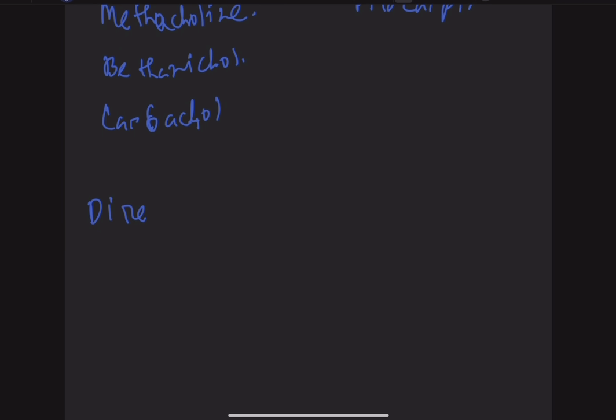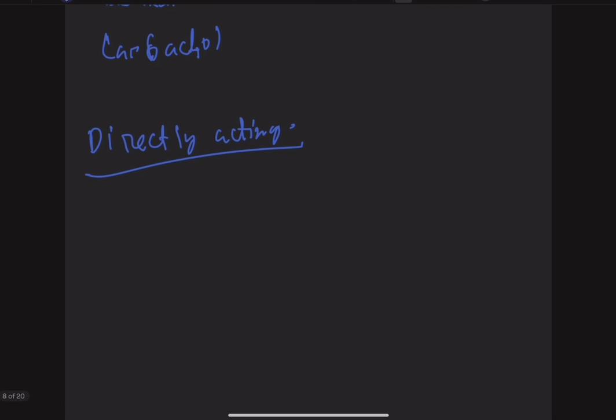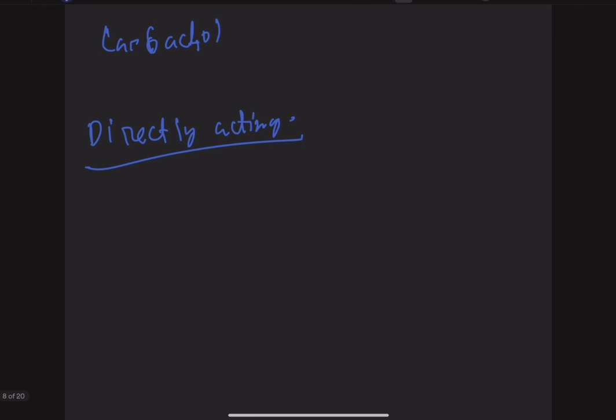So directly acting cholinergic agonists. So why we call it directly acting cholinergic agonist, and why there is an indirectly acting cholinergic agonist? So if we look at the mechanism of action of these drugs, these directly acting cholinergic agonists directly act on the muscarinic or nicotinic receptors. Okay, so they directly act on the muscarinic receptor or nicotinic receptor.